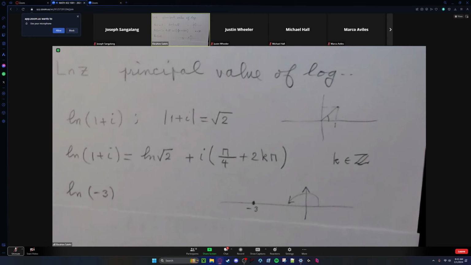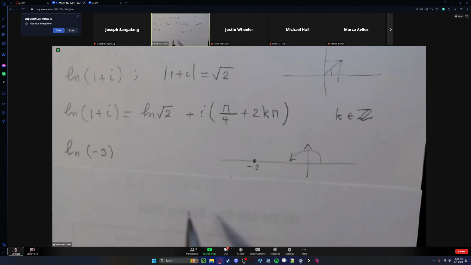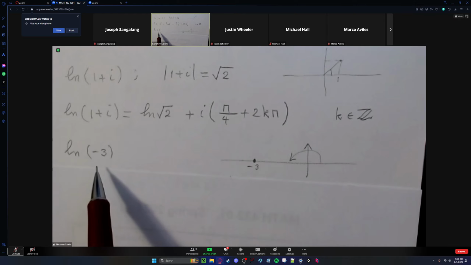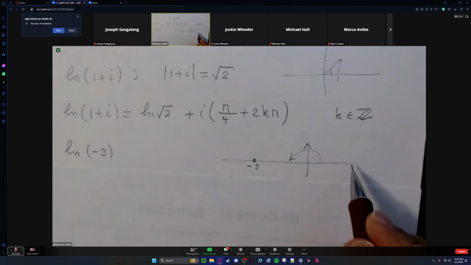Here's another example. Look, this is interesting. Here's -3. By the way, in calculus, logarithm doesn't make sense for negative quantities. Doesn't make sense, right? But in complex analysis, we can have log of -3. How? Oh, well, here is -3 on the coordinate axis.